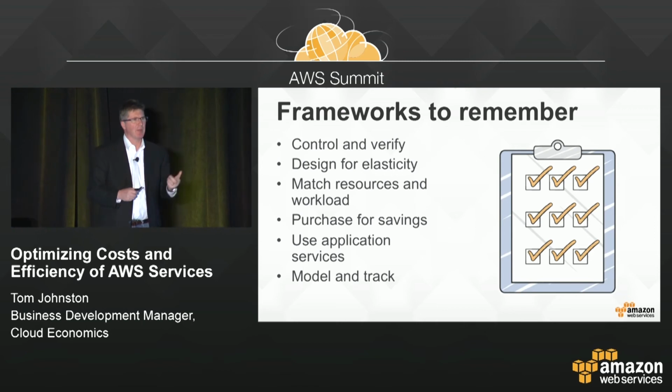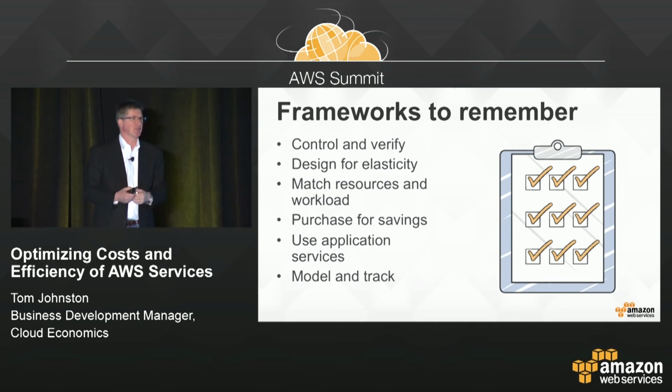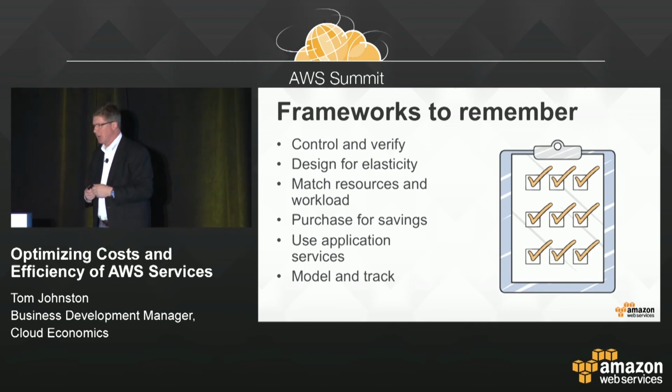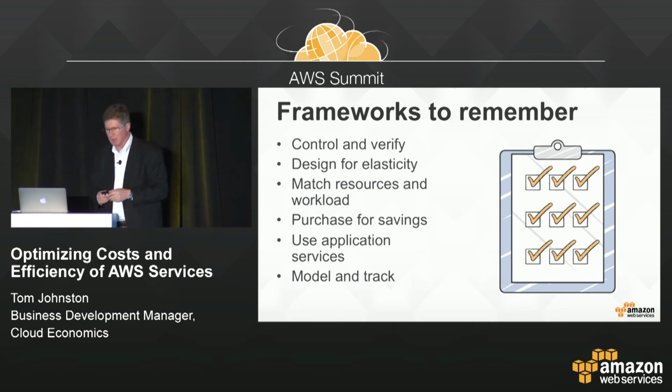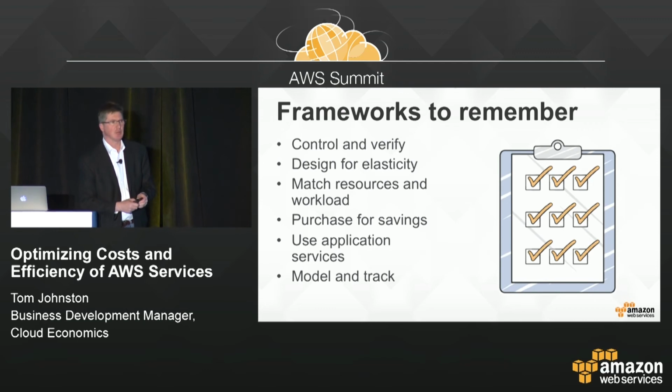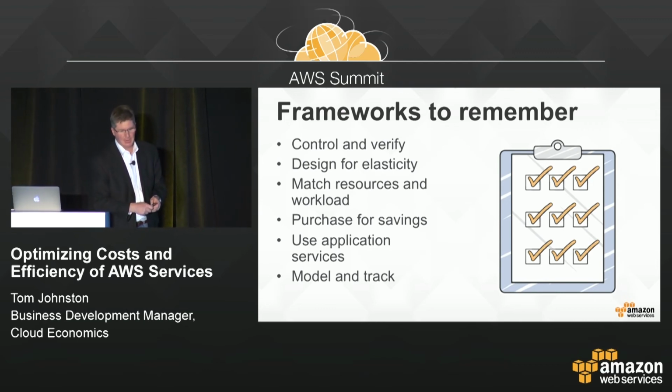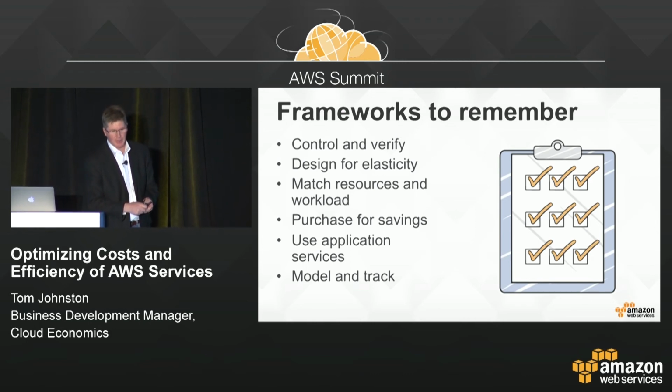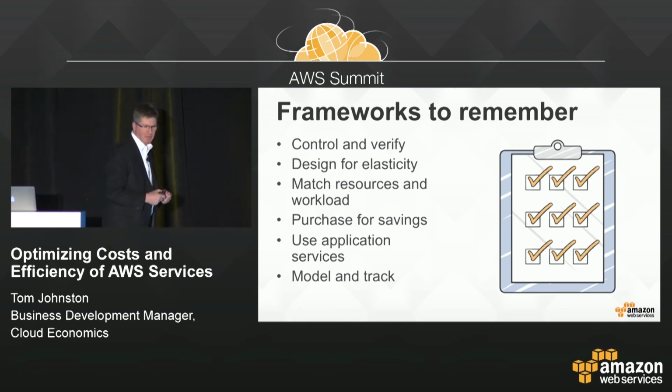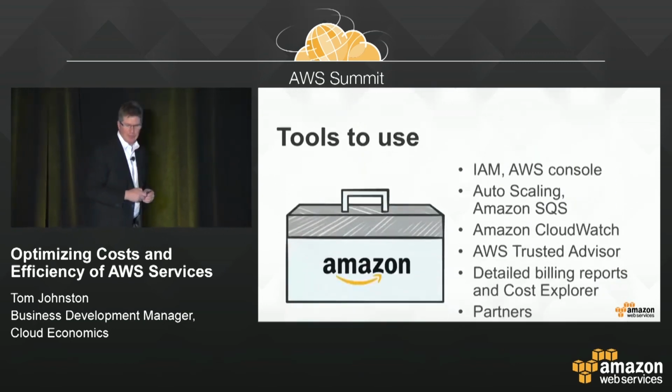So if you have a memory-intensive workload, you're running on an R series. If you have a compute-intensive workload, you're running on a C series. If you have a workload that can handle a bursty CPU, you're running on the T2. Purchase for savings. Use Spot, if at all possible, and use reserved instances to save money. Use those upper-level application services, and then model and track what your spend is.